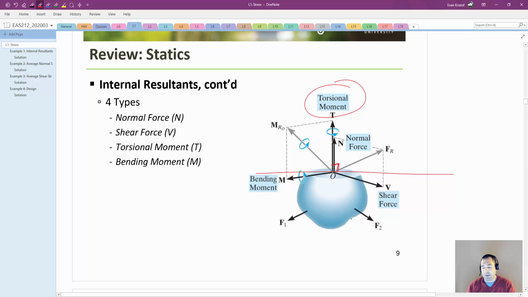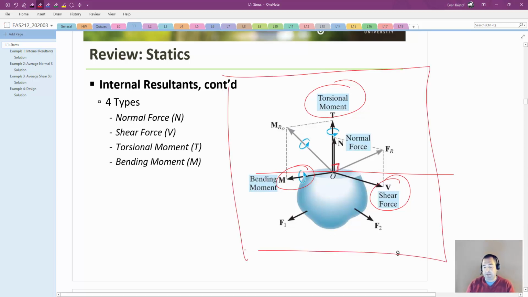And then for the projections that are parallel to the section cut itself, we have a shear force V, and we've got a bending moment M. Now in 3D, we can even break up these parallel projections into further orthogonal projections, like a shear force in the Y and in the X direction, but we'll get into that when we get into 3D a little bit later on.